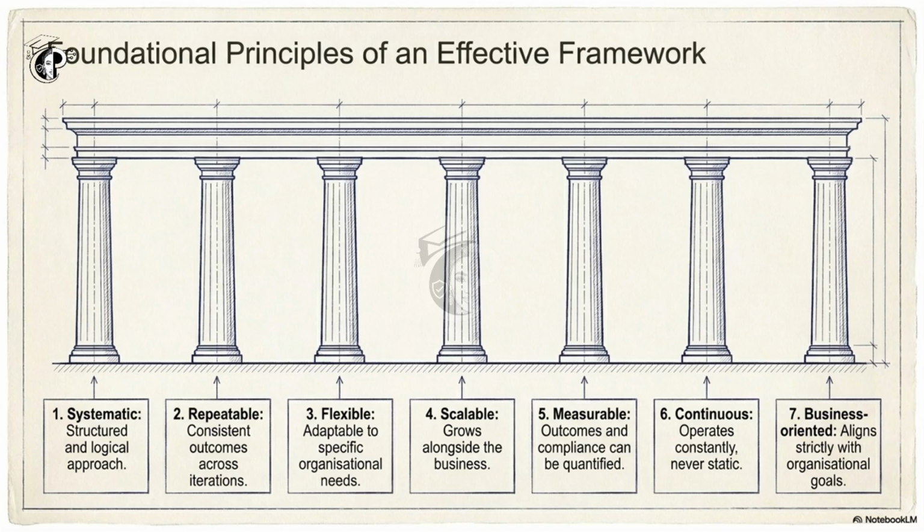The next one that we have is what? It is flexible, something that is adaptable. The next one is it's scalable. It grows alongside the business. The next one we have is it is measurable. The outcome can be quantified. And then the next one is what? It is continuous. It operates constantly.